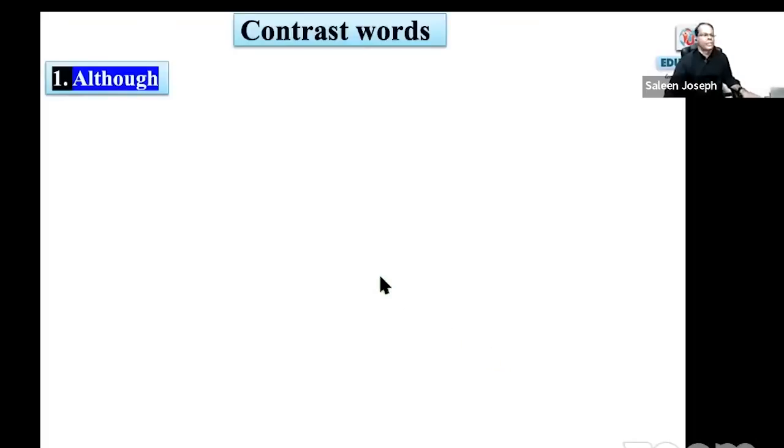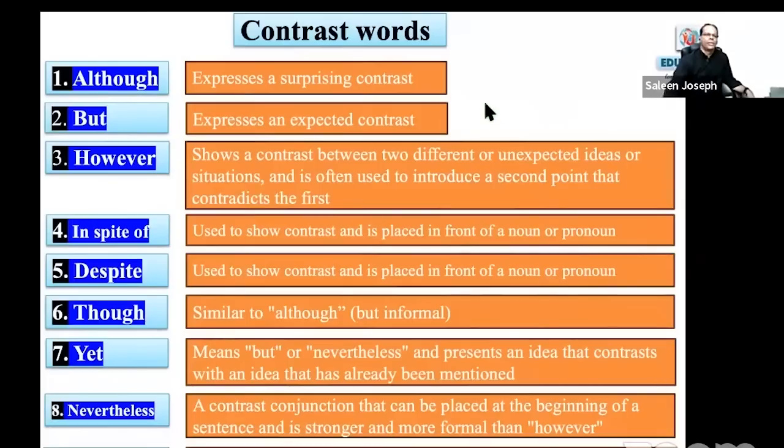See now, contrast words. Some are asking what the contrast words are. So these are the contrast words: although, but, however, in spite of, despite, though, yet, nevertheless, whereas. So that's the end of it. I hope this is cool.